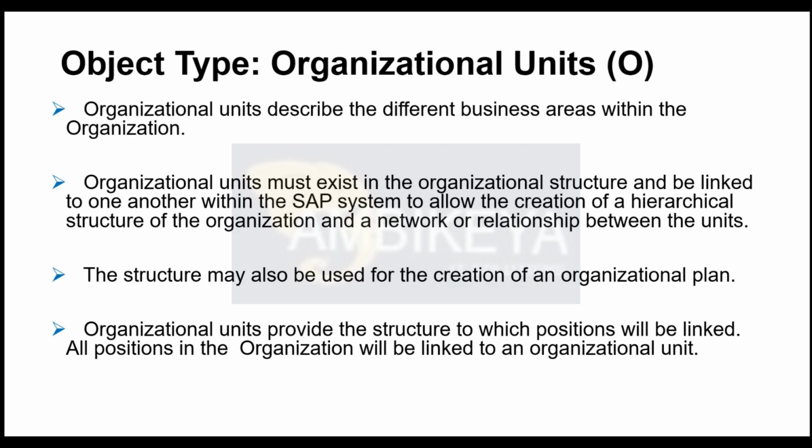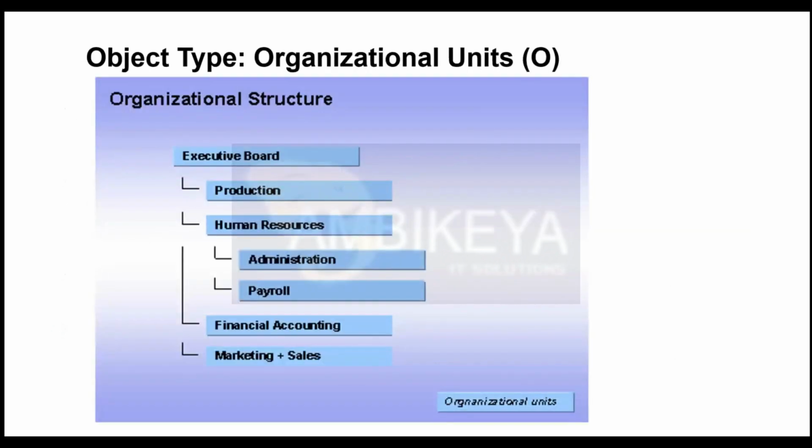Org units are part of the structure, and they can also be linked to other units in the structure. This is an example. You have executive board, you have production, you have HR. Within HR, you have administration, you have payroll, you have finance, you have marketing. These are different org units or business areas, and they are also linked to each other. They are not always in isolation.